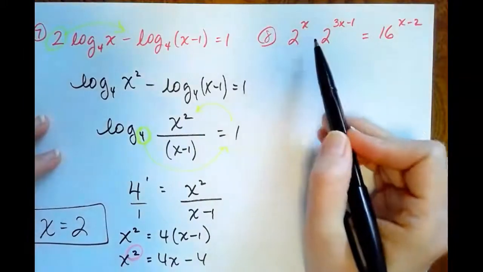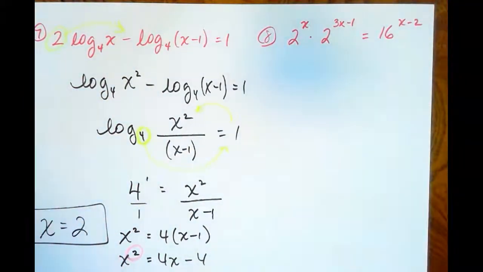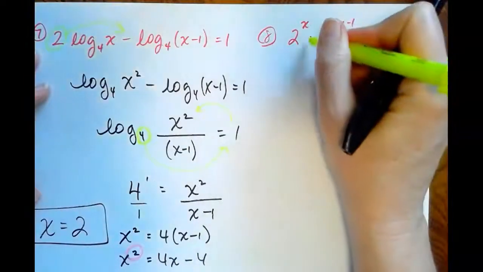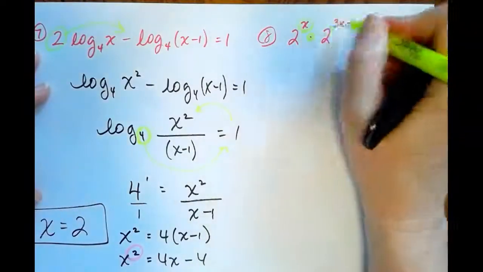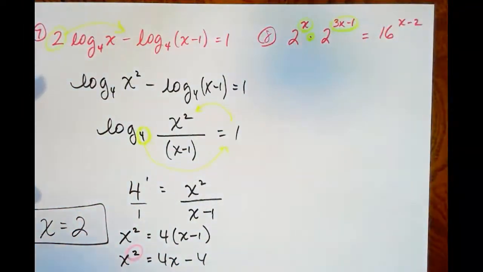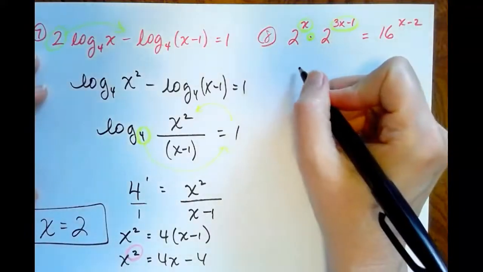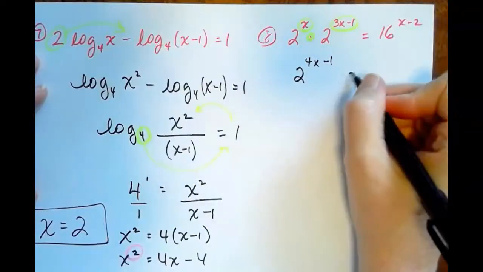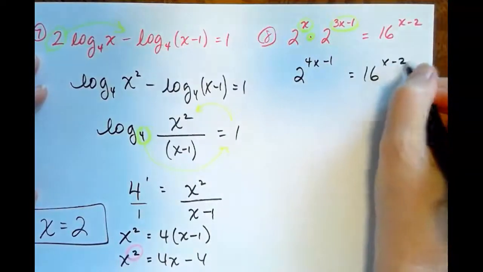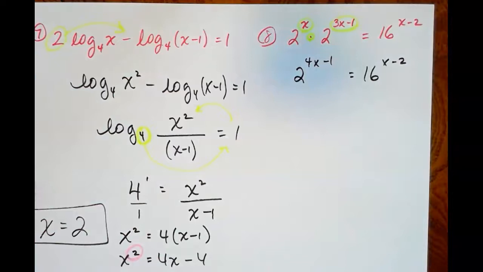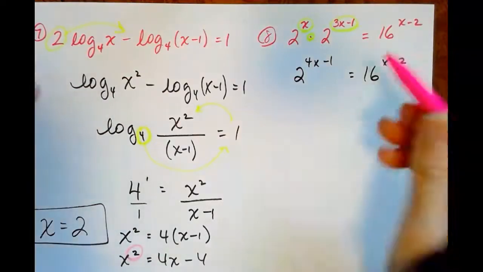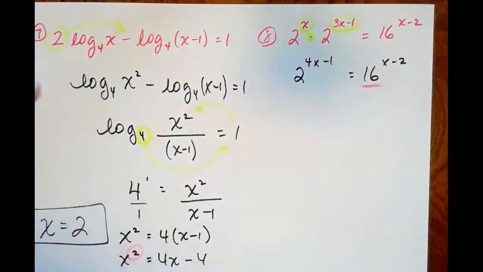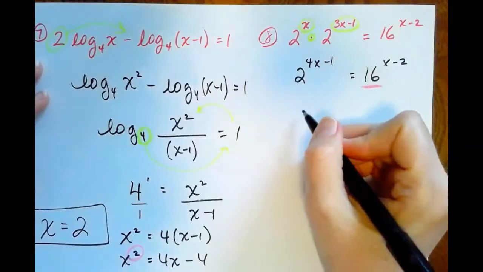This is 2 to the x times 2 to the 3x minus 1. We are multiplying and the bases are the same, so we're going to add the exponents together. 2 to the 4x minus 1 equals 16 to the x minus 2. So once again, we need a one-to-one comparison here. So we're going to replace 16 with 2 to the 4th power because 16 is a power of 2.